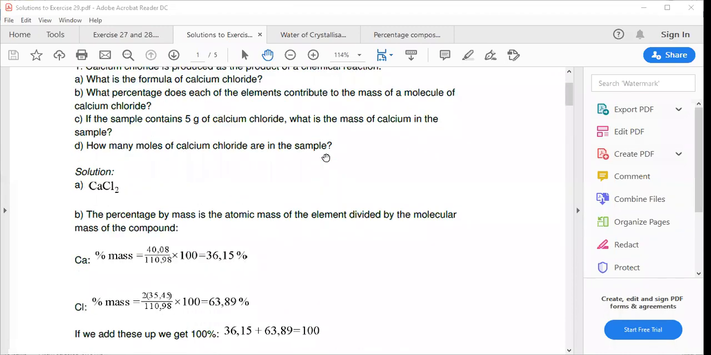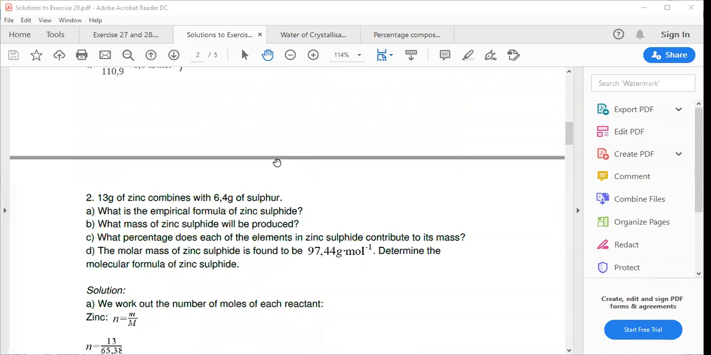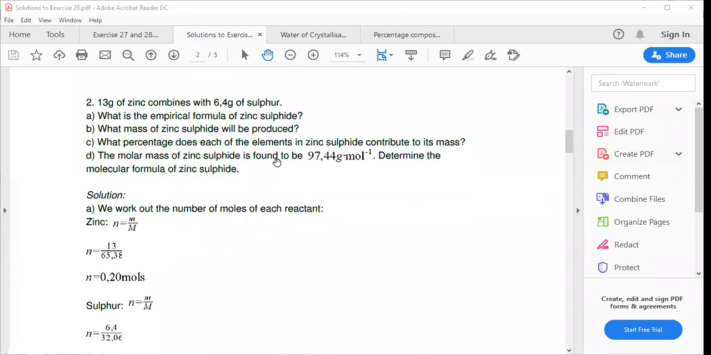Right, can you move on to the next one? The next one is number 2. 13 grams of zinc combines with 6.4 grams of sulfur. What is the empirical formula of zinc sulfide? So here we need the empirical formula. How do you get the empirical formula? You have to do what we did on Friday, isn't it?